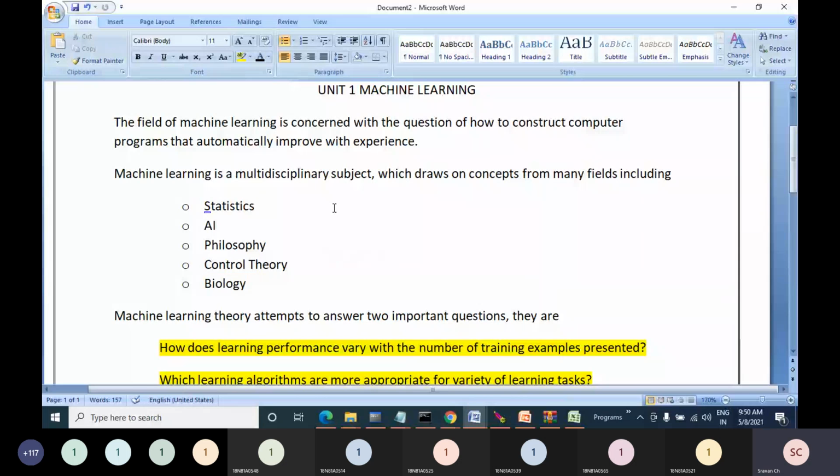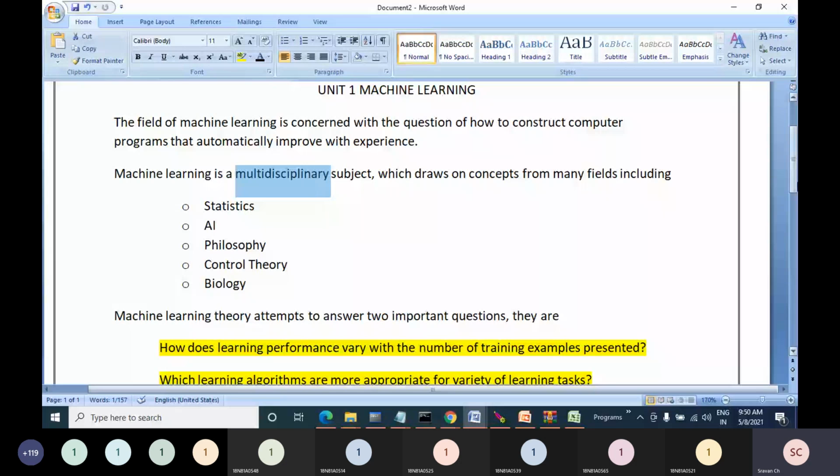There are many other fields, but more prominently these are the five different fields. ML is based on all these five things. Even biology plays an important role. When we discuss neural networks, you will understand why biology is also important in machine learning. Slowly, one by one, over a period of time, when we discuss unit 3, unit 4, and unit 5, at the end of the course you will realize that machine learning is a multidisciplinary subject.